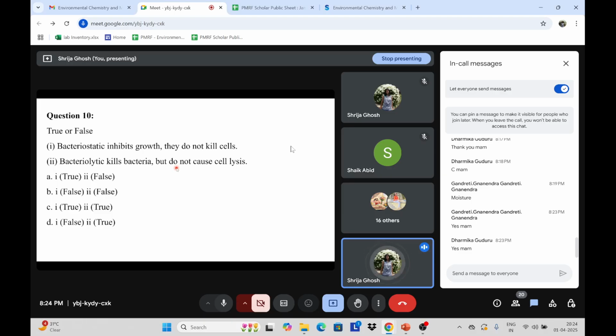So option A says the first statement is true, second statement is false. Option B says both statements are false. Option C says both statements are true. And option D says first statement is false, second statement is true. What would be the correct answer? Bacteriostatic inhibits growth. They do not kill cell. Bacteriolytic kills bacteria but do not cause cell lysis. What do you think? Both the statements are true, false, or one is true, one is false?